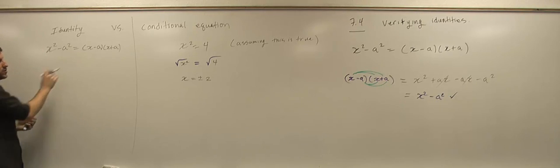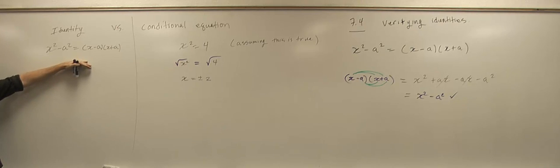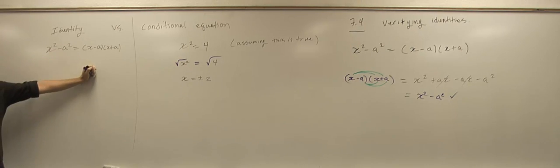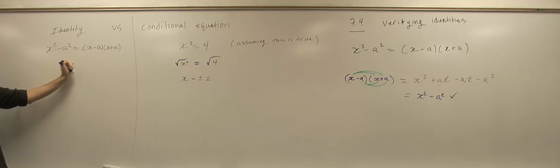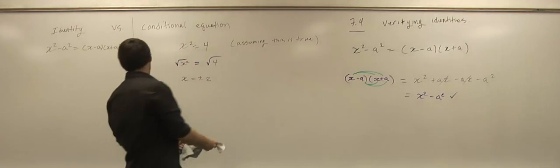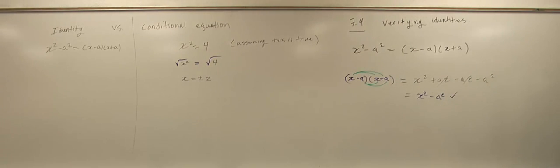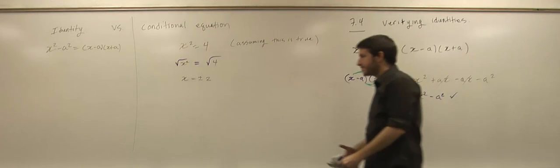So you will never work on both sides when you're verifying an identity. You will start with one and end at the other. If you're doing something to both sides of an identity, you're screwing up, for lack of a better term.